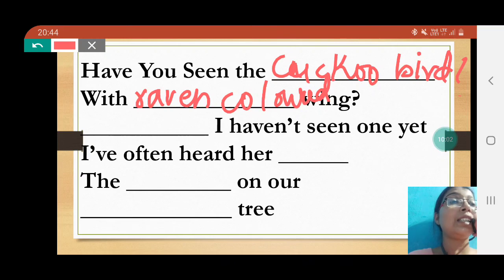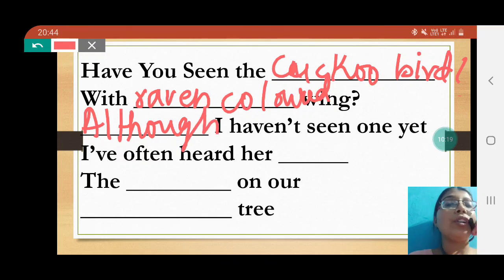Dash, I haven't seen one yet. Although till now the speaker hasn't seen any cuckoo bird yet. So here you will write although, A-L-T-H-O-U-G-H. Although I haven't seen one yet. Have you seen the cuckoo bird with raven colored wing? Although I haven't seen one yet, I've often heard her. The poet has often heard the singing sound. So I've often heard her sing. So here you will write S-I-N-G, sing. I've often heard her sing.